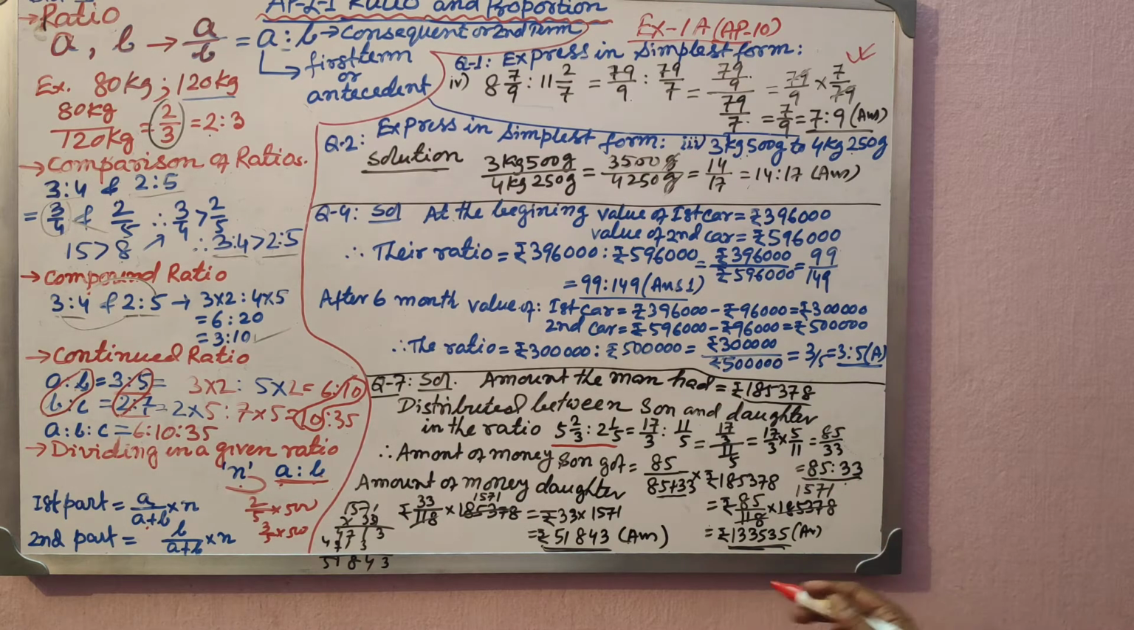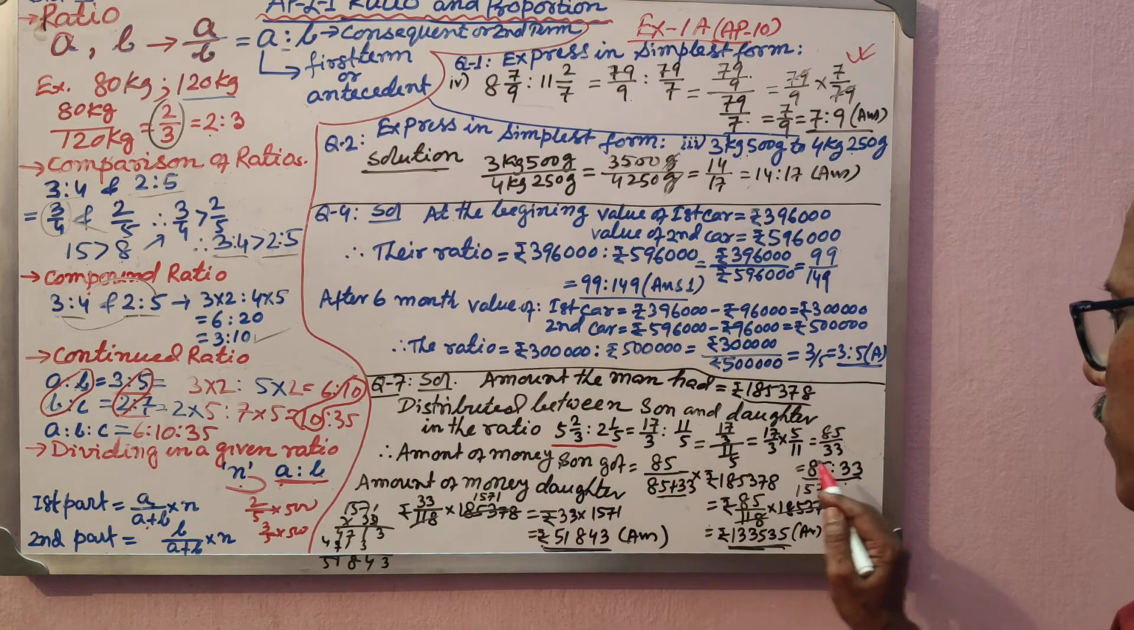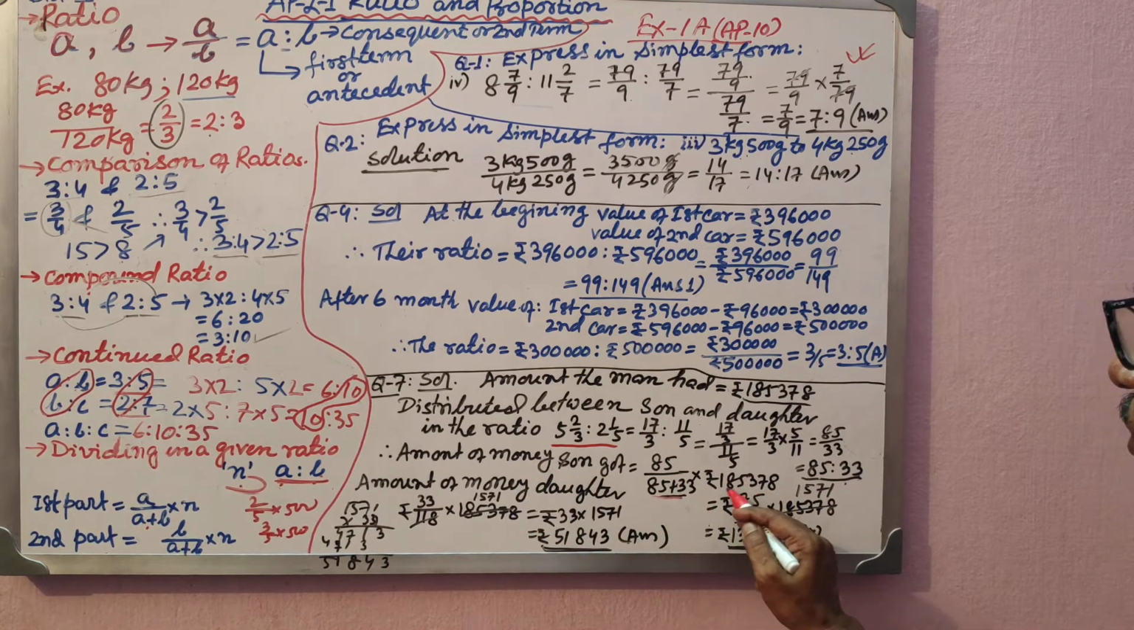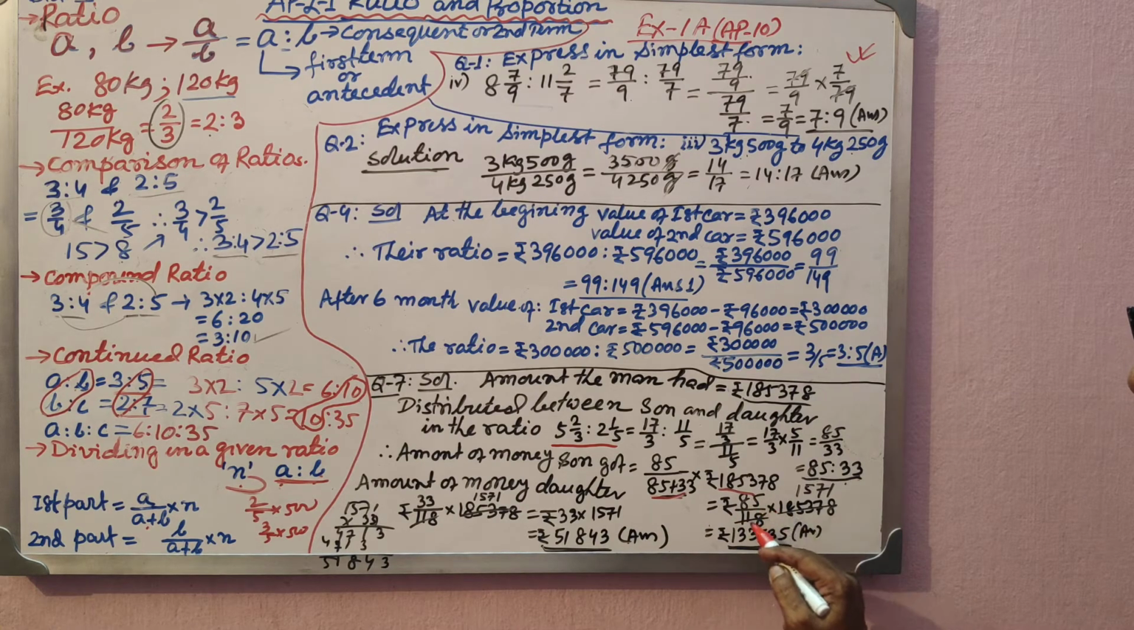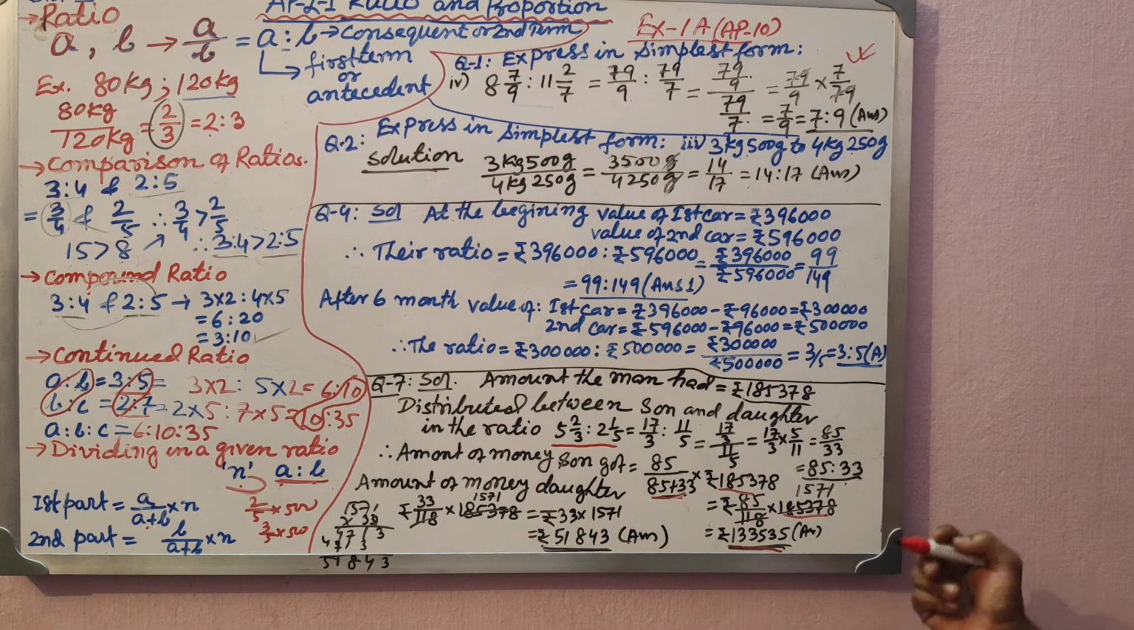So what will be the share of the son? 85, its own term, divided by the sum of the ratio, into the total quantity. So the sum of the ratio becomes 118. So 85 by 118 into this quantity, which becomes 1,33,535. This will be the amount of the son.